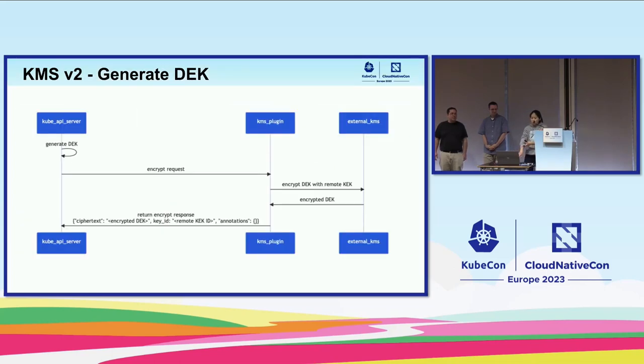Now, what happens if the DEK doesn't already exist? When it generates the DEK, it sends the encryption request to the plugin, and the plugin encrypts the DEK with the remote key encryption key that is in the external KMS. And then once it encrypts the data encryption key, all of that information is part of the response that gets returned back to the API server.